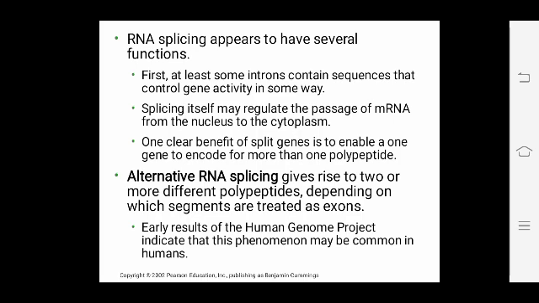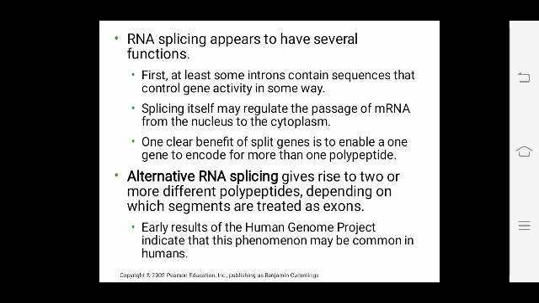So RNA splicing appears to have several functions. First, at least some introns contain sequences that control gene activity in some way. Second, splicing itself regulates the passage of mRNA from the nucleus to the cytoplasm. And the third one is, one clear benefit of split genes is to enable one gene to encode more than one polypeptide.